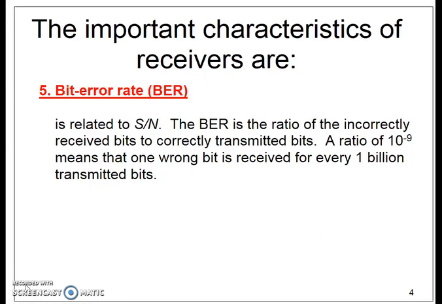This is related to signal to noise. Signal to noise is in analog, but bit error rate is the ratio for the digital signal. It tells how many errors we have over the transmitted bits.